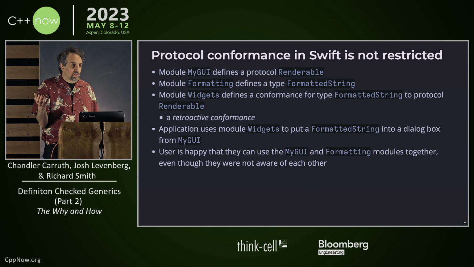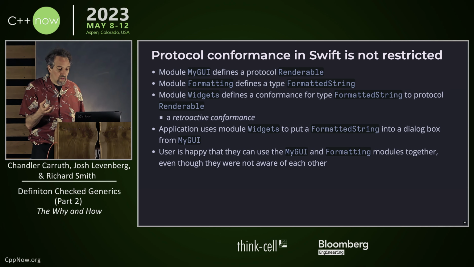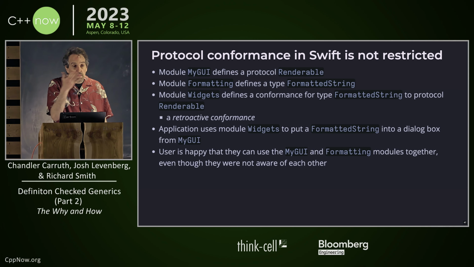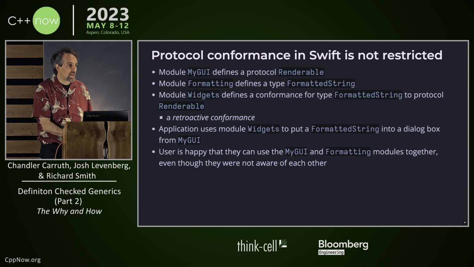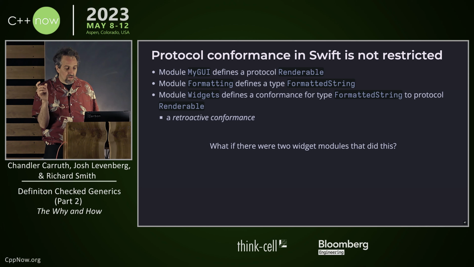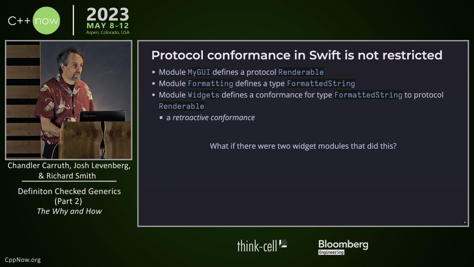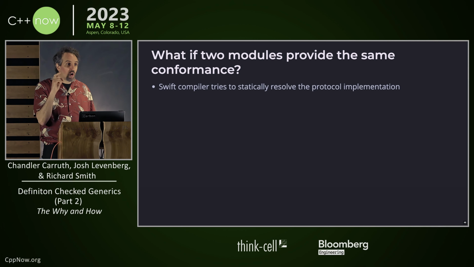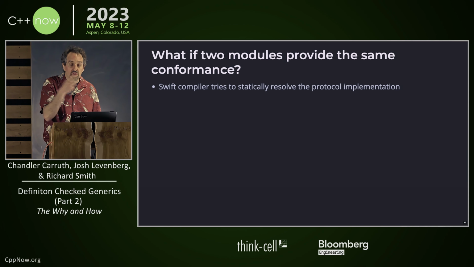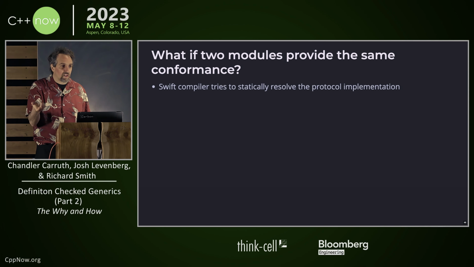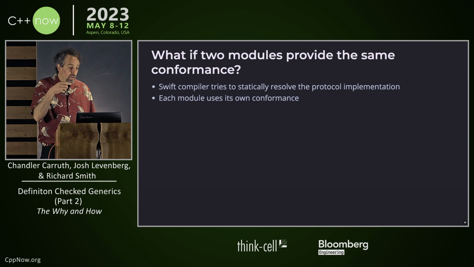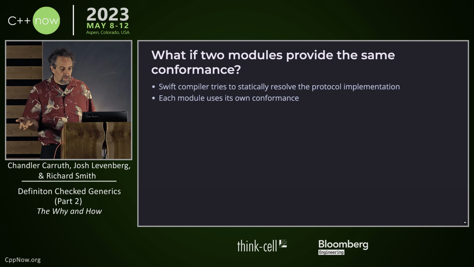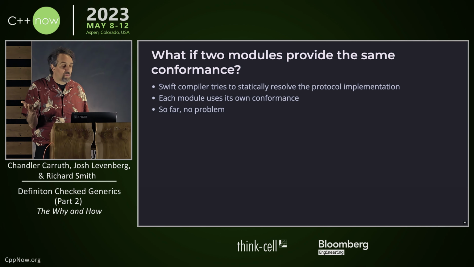We have this great result. We have glue code provided by a third module that allows these two modules, which are independent of each other and don't know about each other, to work together. So though, what happens when two modules both provide conformance for the same type and protocol? Generally, the Swift compiler will look for a conformance in the dependencies of the current module and use that to instantiate any generics that it calls. So each module will use its own conformances, and that's probably fine.